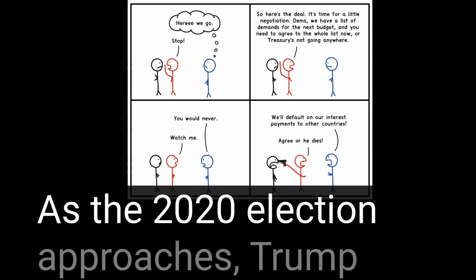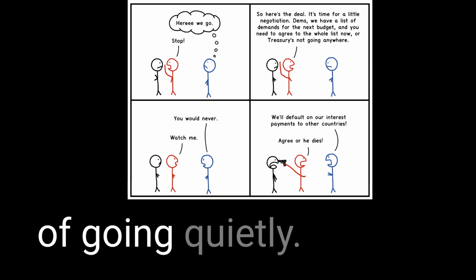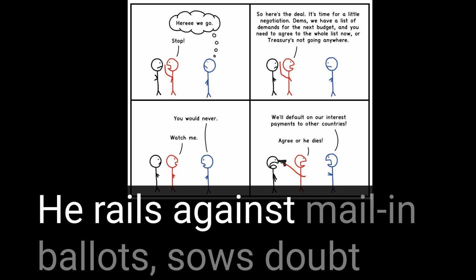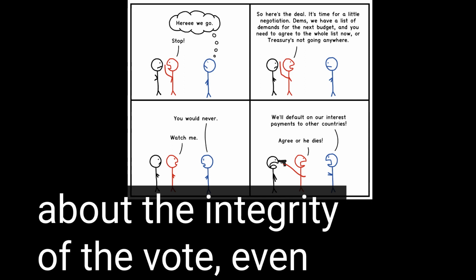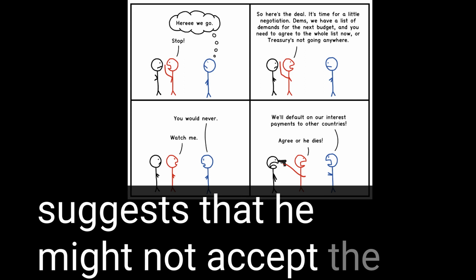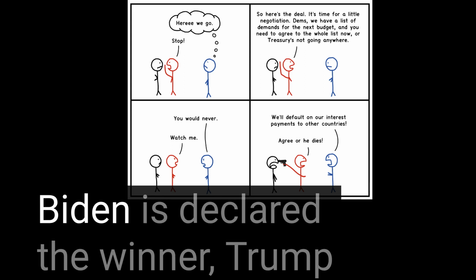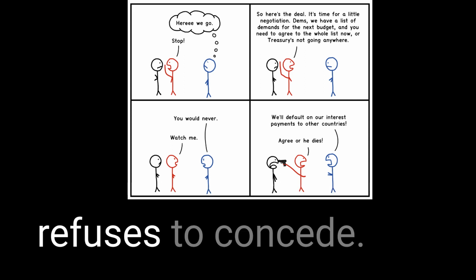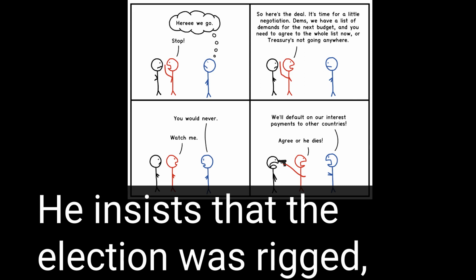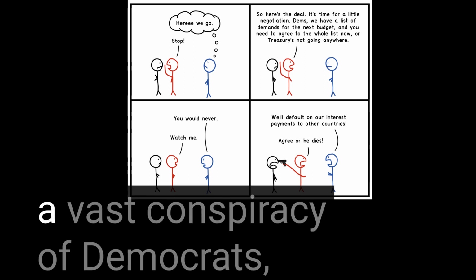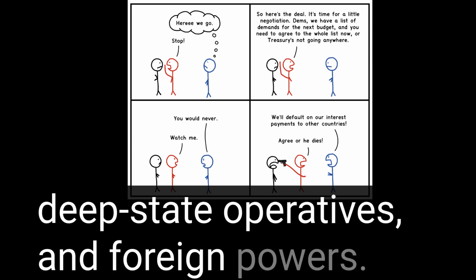As the 2020 election approaches, Trump makes it clear that he has no intention of going quietly. He rails against mail-in ballots, sows doubt about the integrity of the vote, even suggests that he might not accept the results if he loses. When the votes are counted and Joe Biden is declared the winner, Trump refuses to concede. He insists that the election was rigged, that he was robbed of a second term by a vast conspiracy of Democrats, deep state operatives, and foreign powers.